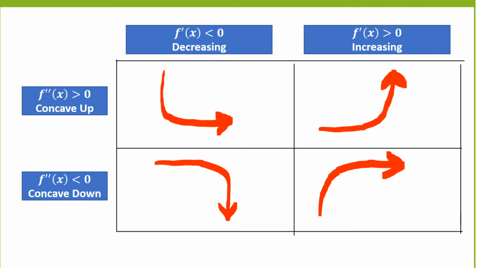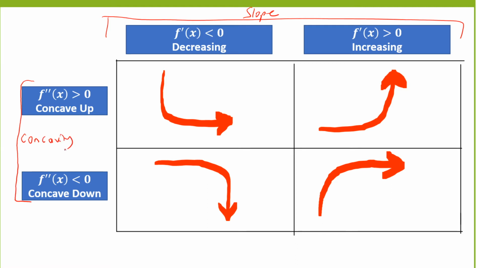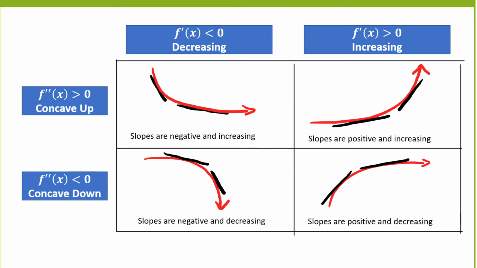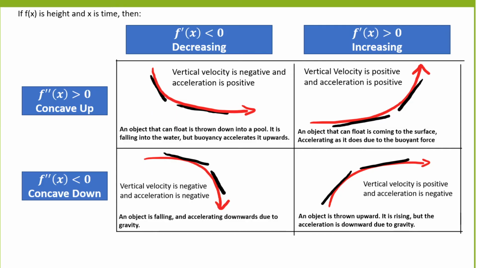Last part of this before we go to related rates is a quick review of curve sketching. So what I've got here is a table showing our first derivative. So this is slope. And our second derivative, or concavity. So for example, if our original function was a function of height in terms of time, then our first derivative would be velocity. How fast is the object rising or falling?